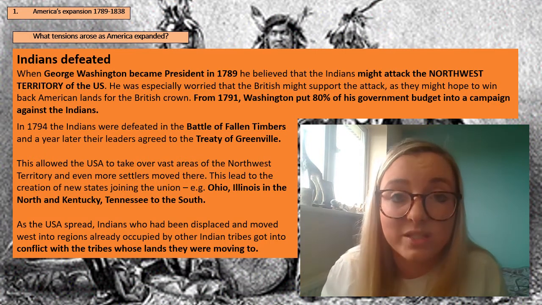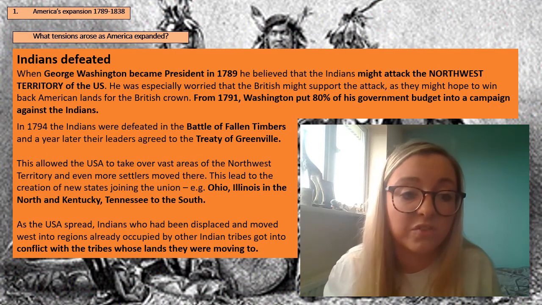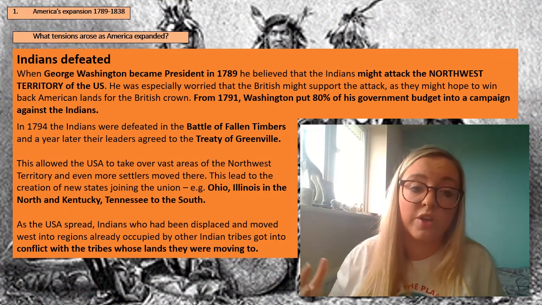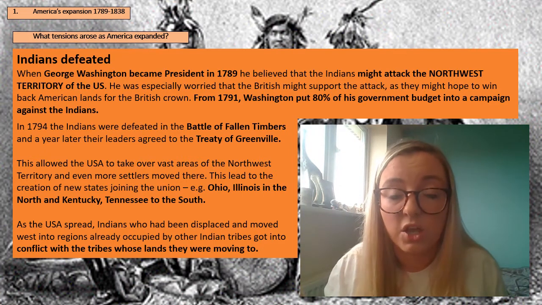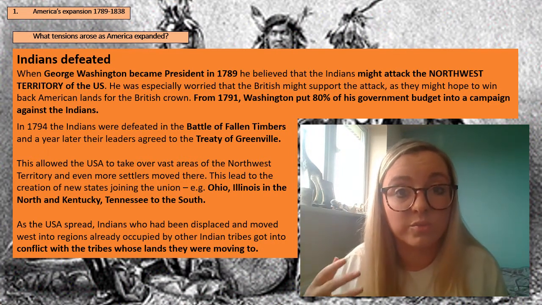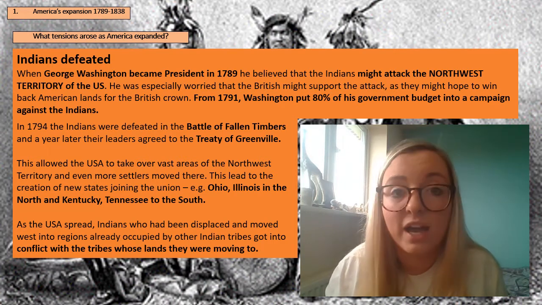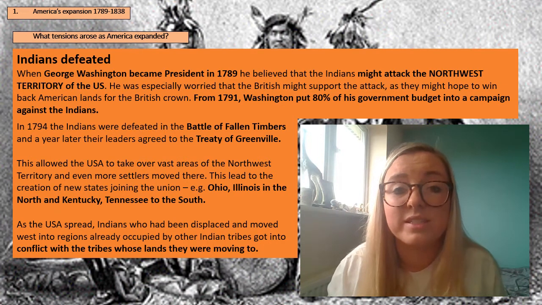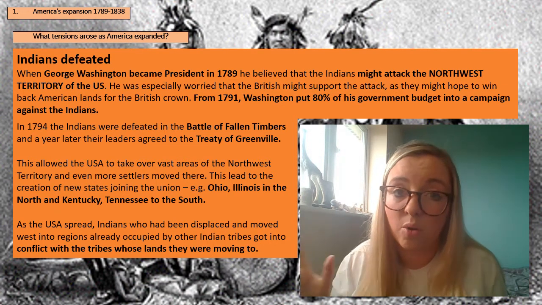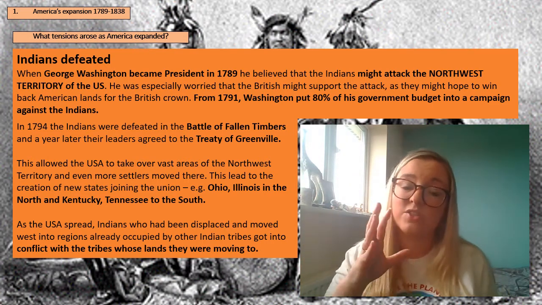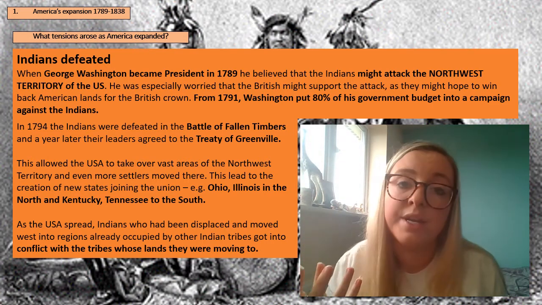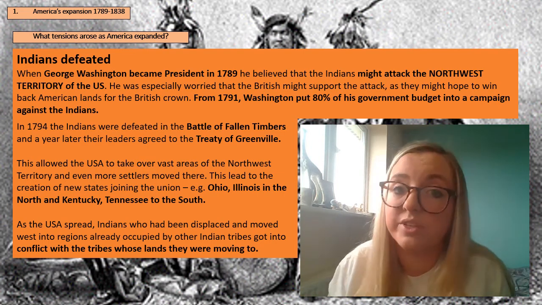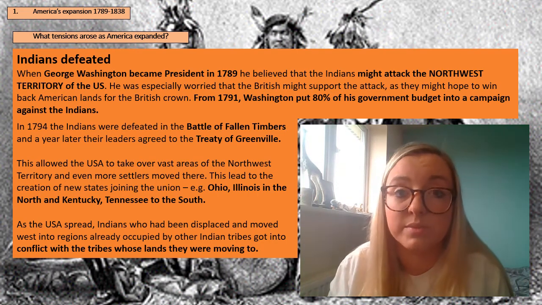And this led to a defeat in the Battle of Fallen Timbers in 1794, and also led to the signing of the Treaty of Greenville, which transferred vast amounts of Northwest Territory land to new settlers, and ended up with the creation of new states such as Ohio, Kentucky and Tennessee. As the US spread, the Indians were then displaced even more and moved further west into regions that were already occupied by Indian tribes of other sorts, and this then led to more conflict, but this was conflict between the Native Americans themselves.